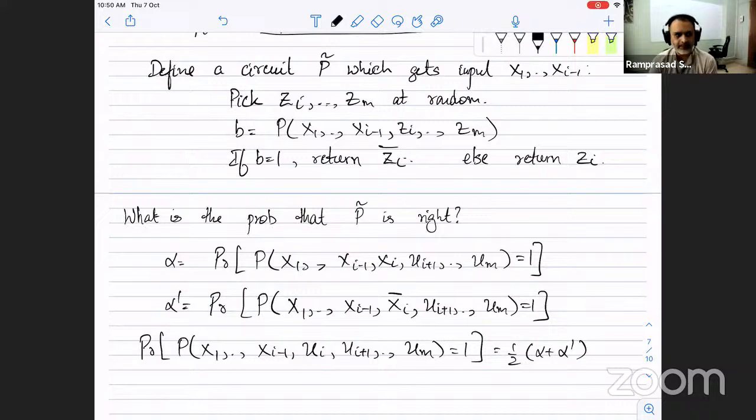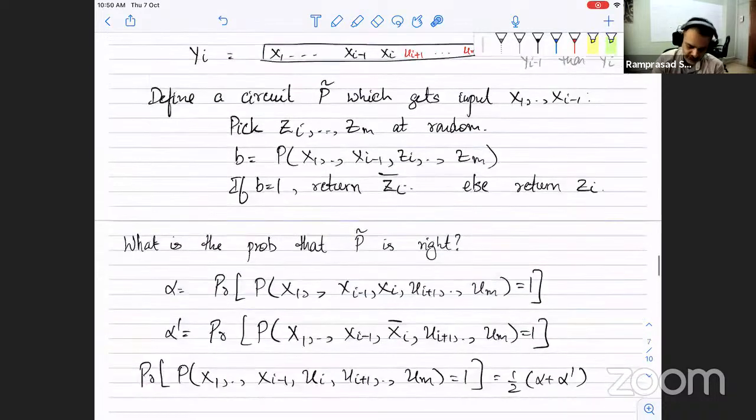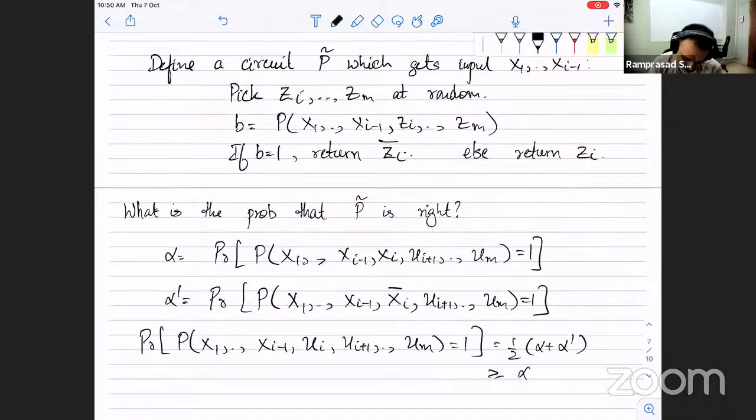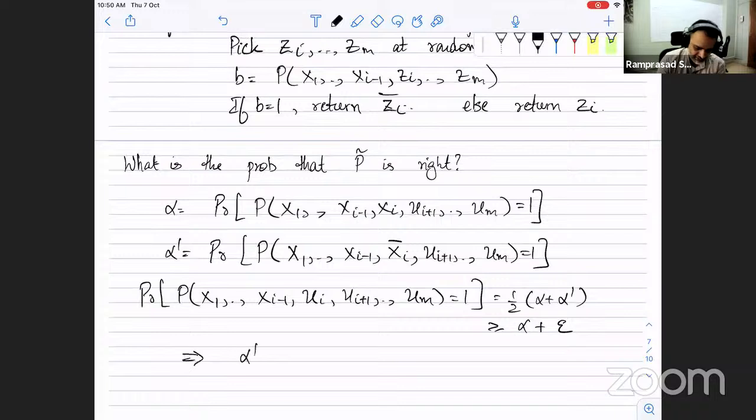Is this clear? Okay, I'm hoping it's okay. So this basically is going to be half of alpha plus alpha prime. And I know for a fact that this has to be at least as large as this plus an epsilon. Okay, so this tells me that this is at least alpha plus epsilon. Okay, and together this should imply that alpha prime is at least alpha plus 2 epsilon. I mean, just rearranging things. I know that this is at least this, so just rearrange it and you get a quantity of this.